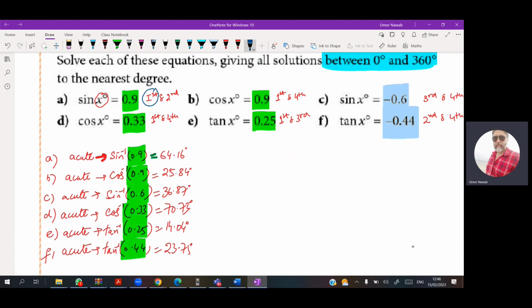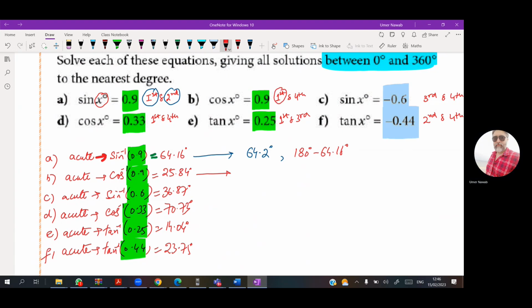And can I convert my acute angle into the first and second quadrant? First quadrant, my answer is 64.2 degrees as it is. And the second quadrant is 180 minus 64.16. In the B part, my answer is in the first and the fourth quadrant. So your answer is 25.8 to one decimal place. And since you want to convert your acute angle to the fourth quadrant, it is 360 minus 25.8.